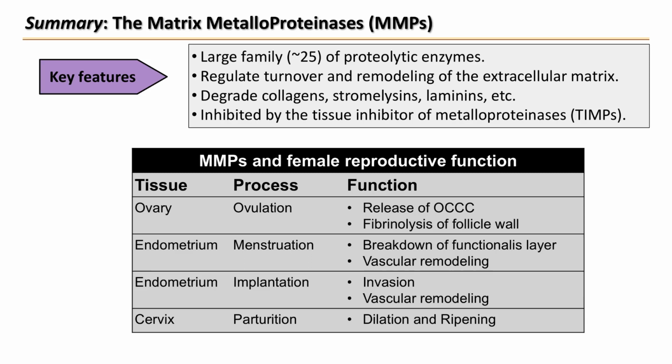In the endometrium, the MMPs are upregulated during both menstruation and implantation. During menstruation, we have the breakdown of the entire functionalis layer. It's also involved with vascular remodeling immediately before, during, and after. And during implantation, we also have MMPs released during invasion of the blastocyst and some vascular remodeling of the spiral arteries. And obviously in the cervix, during parturition, we have breakdown by the MMPs of the cervical plug, leading to dilation and cervical ripening.